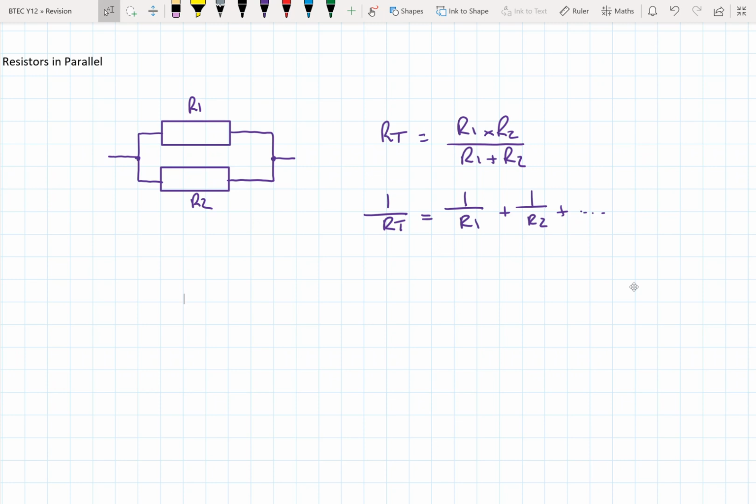If you've got more than two resistors, then you've got to use 1 over R1 plus 1 over R2 plus and so on. So you can use that 1 over formula for as many resistors as you like. However, the result of this formula is given as a 1 over, so we've got to make sure that we then flip the answer.